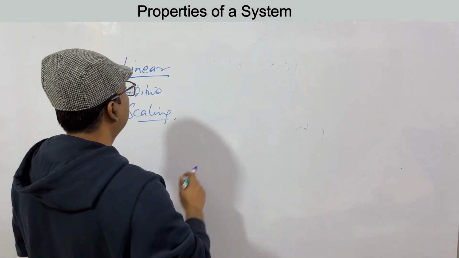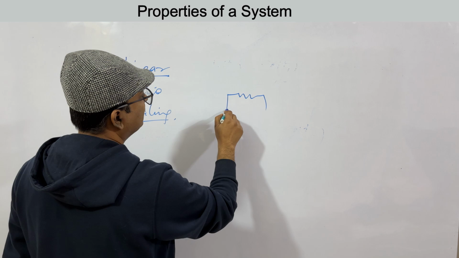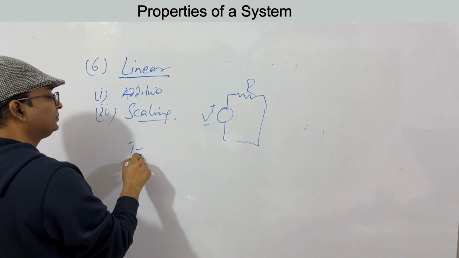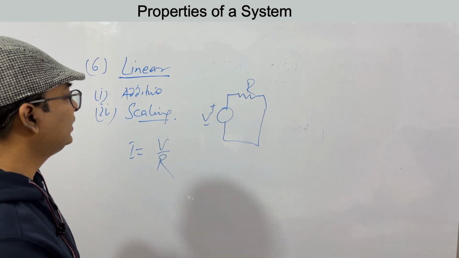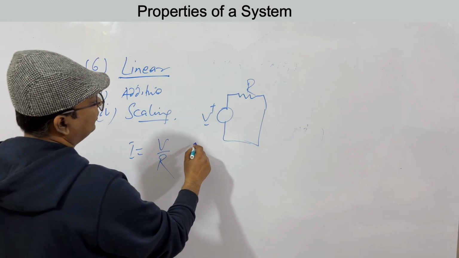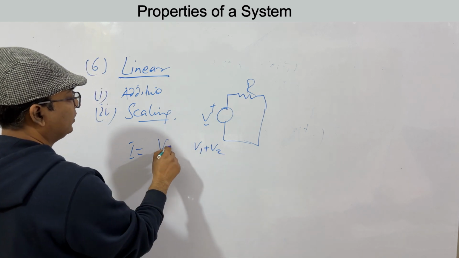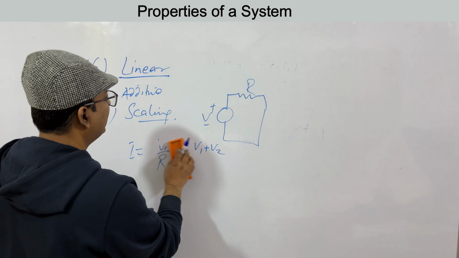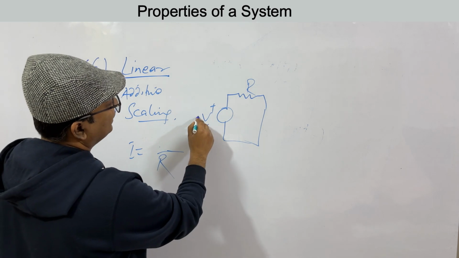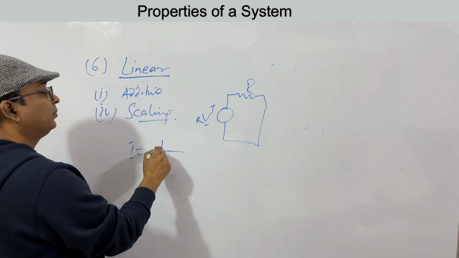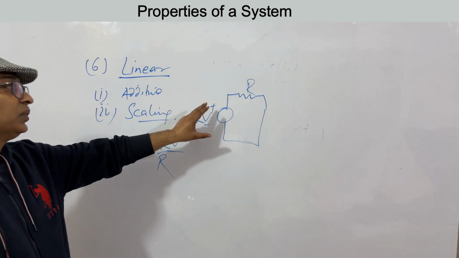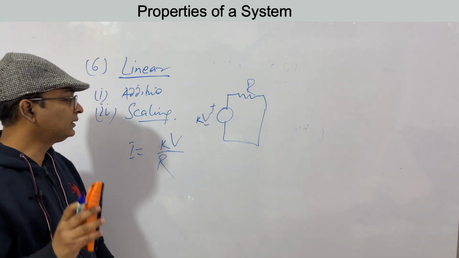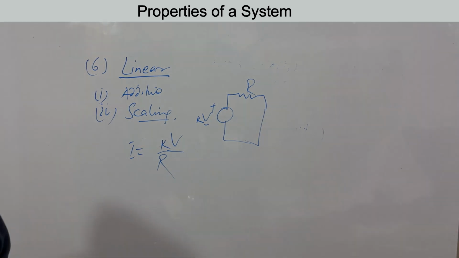A very simple example will be a resistor. Let's say this is R, this is V. So our current will be V by R. If our new voltage is, let's say, V1 plus V2, then your current will be (V1 plus V2) by R. So the additive property is there. If we multiply the voltage by, let's say, K, we have a voltage kV, and our output will be kV by R. So this system possesses linearity. This system is linear. Okay, this is clear.